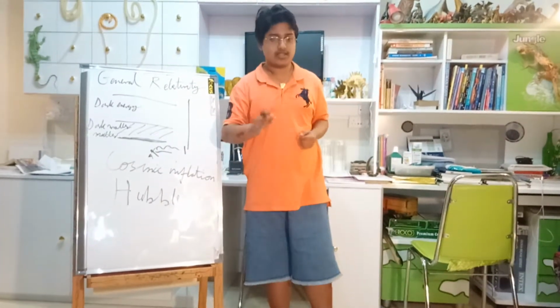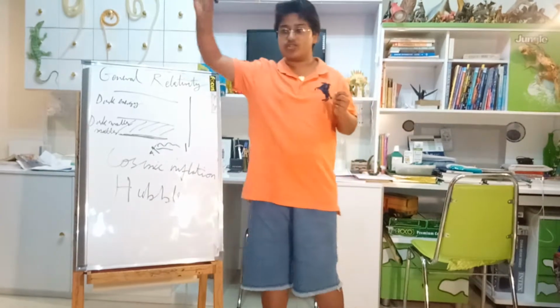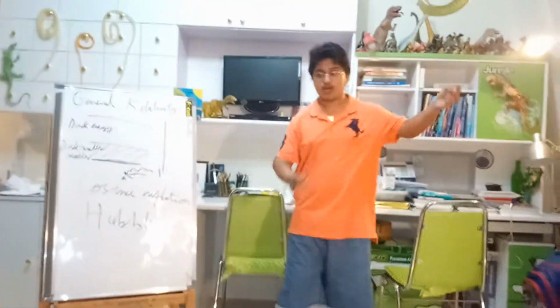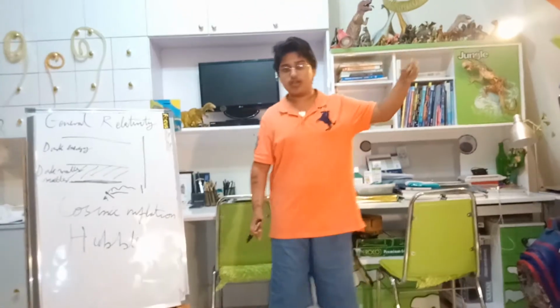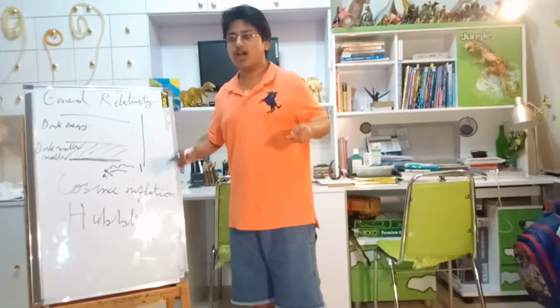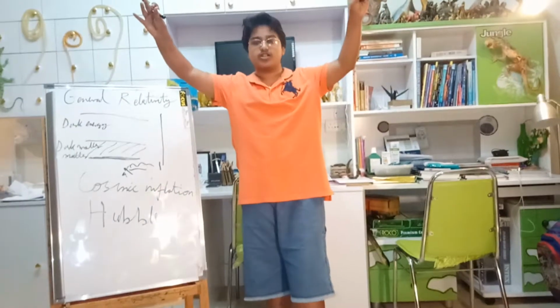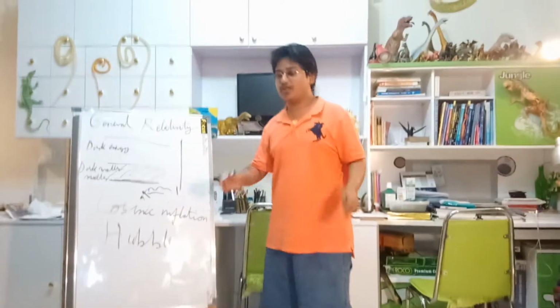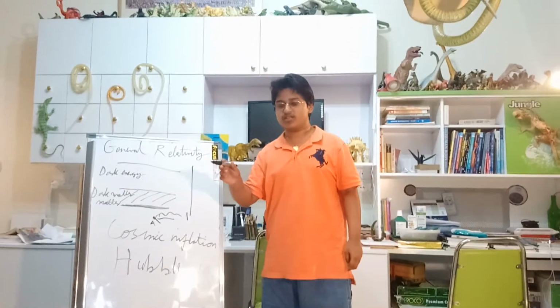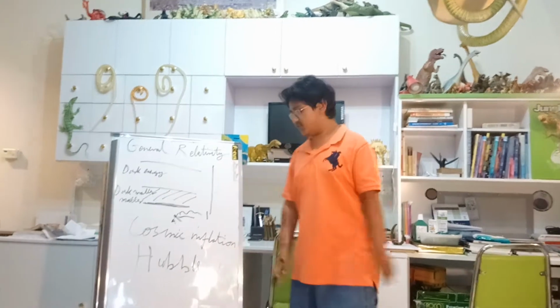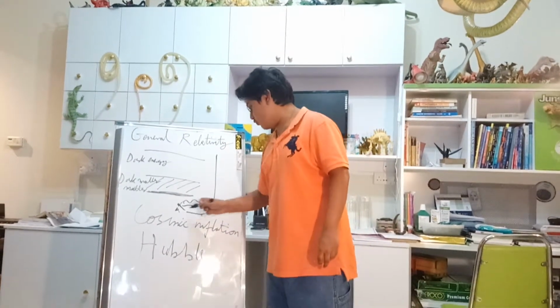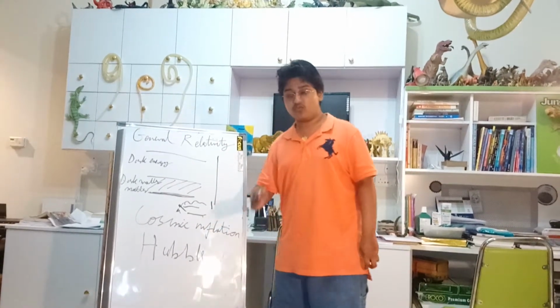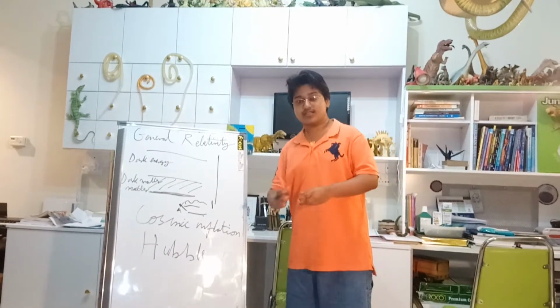Now, what Hubble thought is that he'd expected to see blue shifting for objects moving towards us and red shifting for objects moving away from us. But what he saw is that every object in the universe that he saw was red shifting, that it was moving away from us. So what this means is that the universe is expanding.